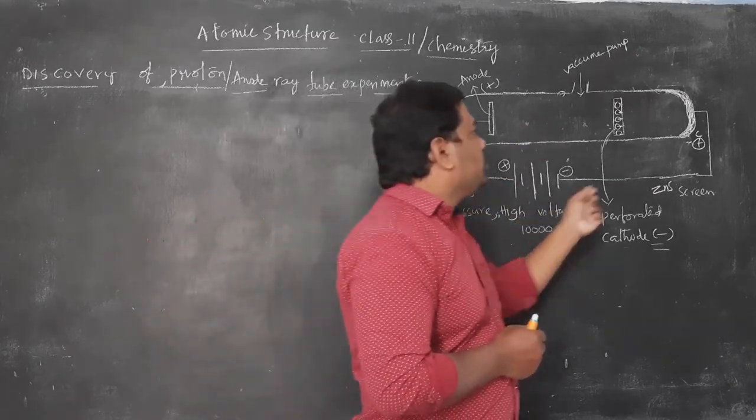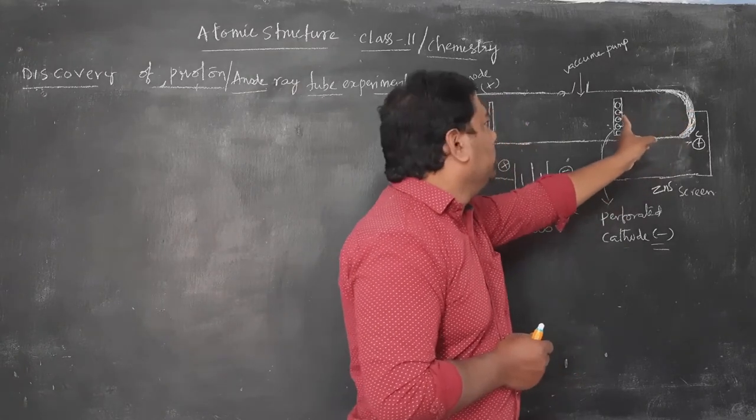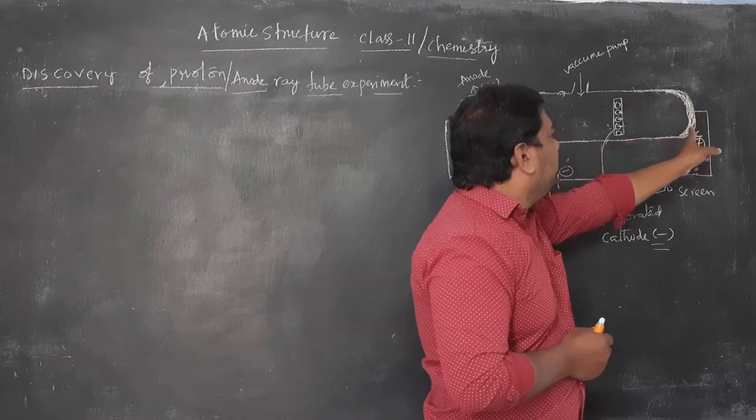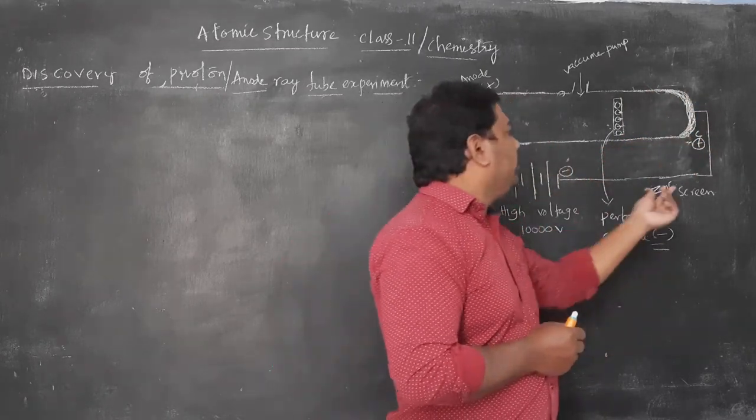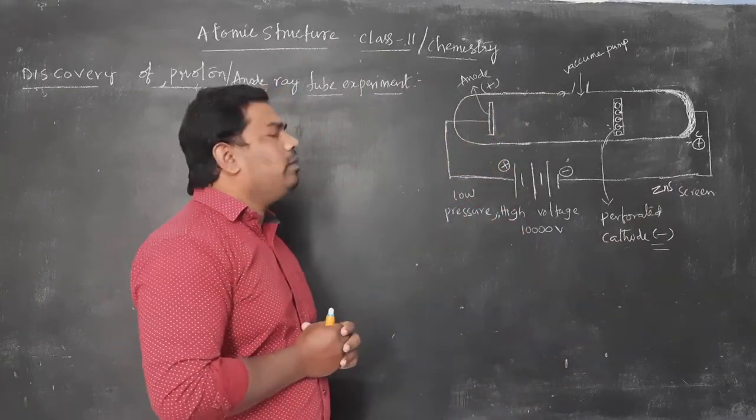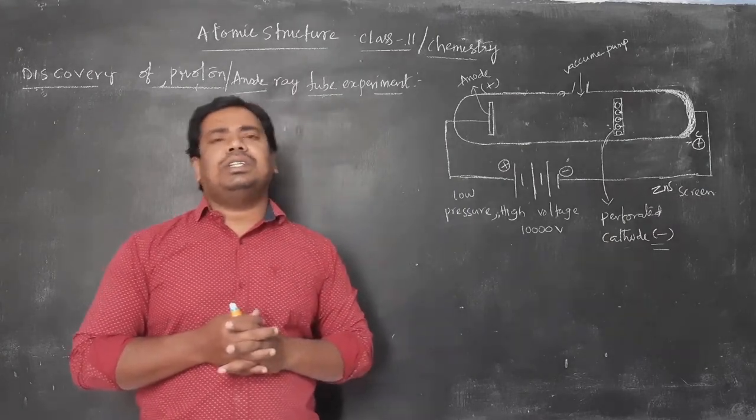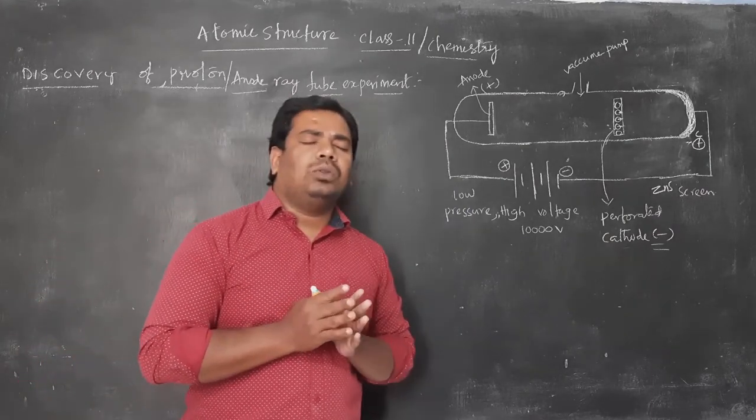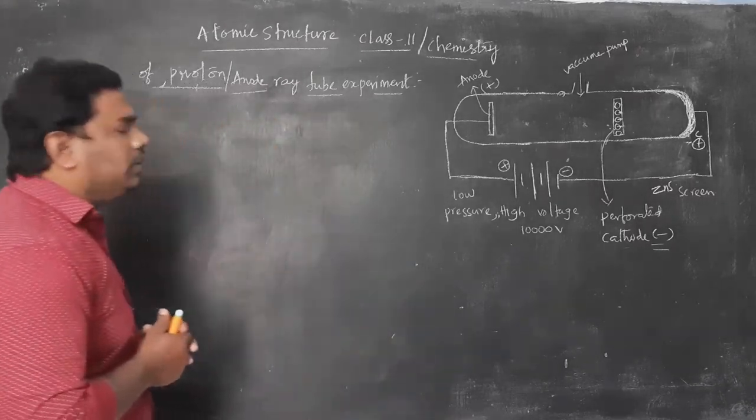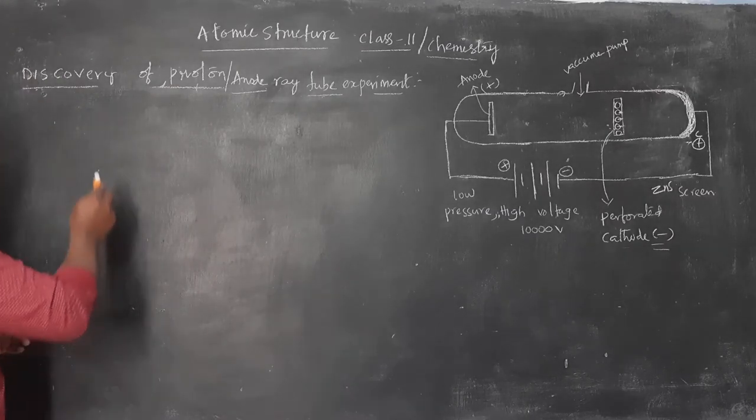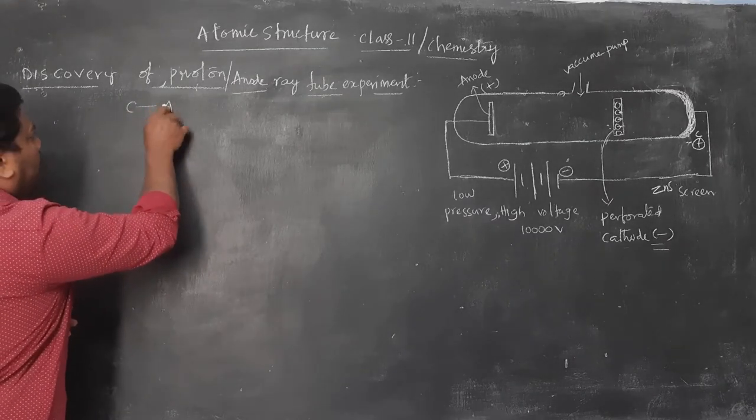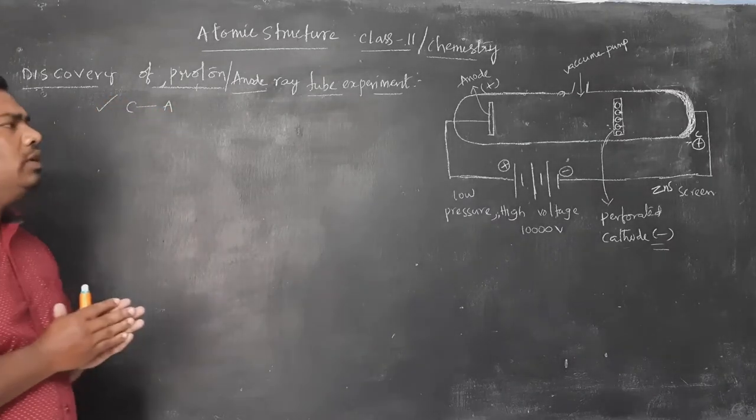At the back of the cathode plate, we have coated a fluorescent material, here zinc sulfide. Clear, students? We already know from J.J. Thomson's experiment that the cathode rays originate from the cathode. According to the discharge tube experiment, the electrons originate from the cathode and travel from cathode to anode. It's clear, right? Here also the same thing happens.